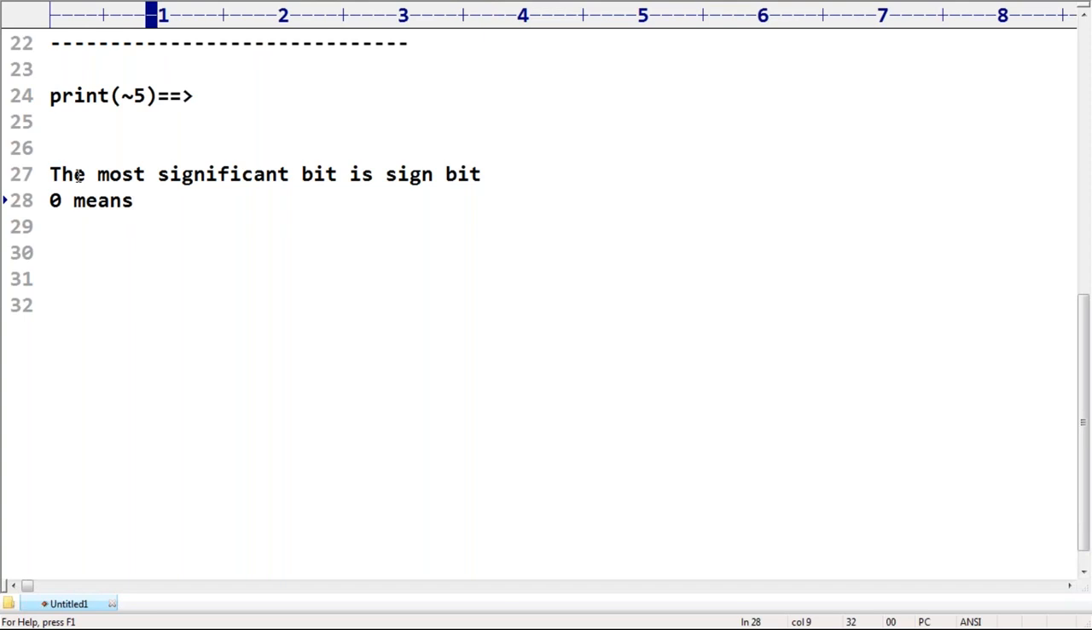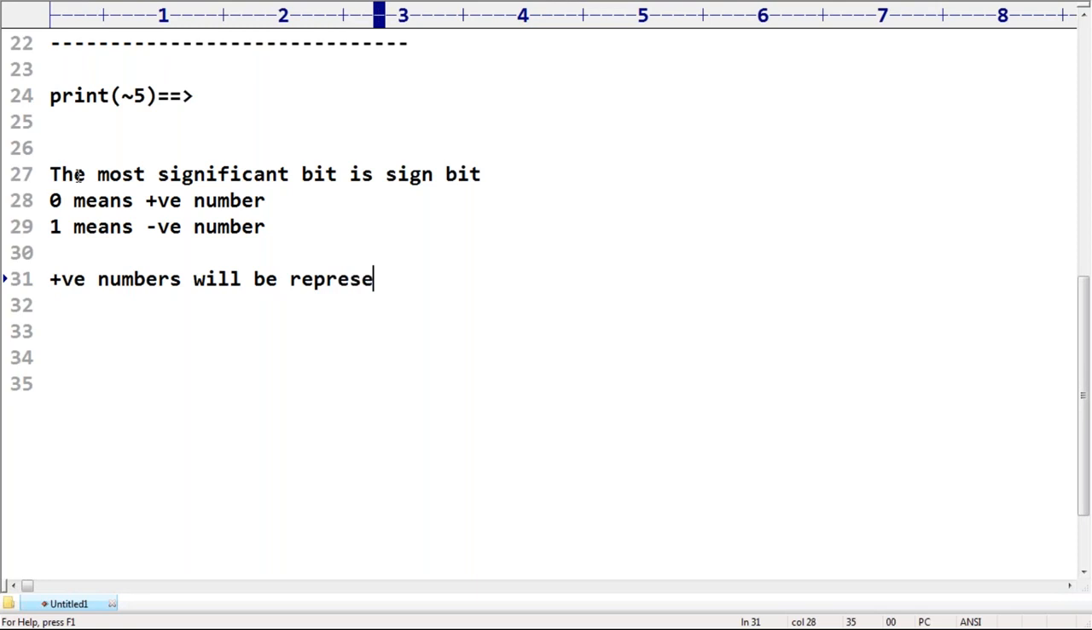0 means a positive number, 1 means a negative number. Remember that. So the most significant bit is the sign bit: 0 means a positive number, 1 means a negative number. Positive numbers will be represented directly in the memory.